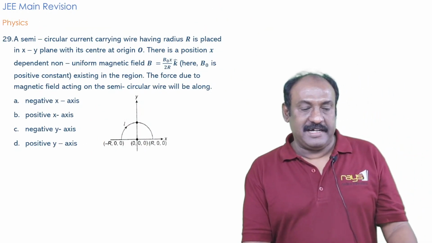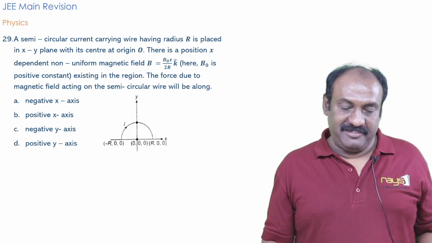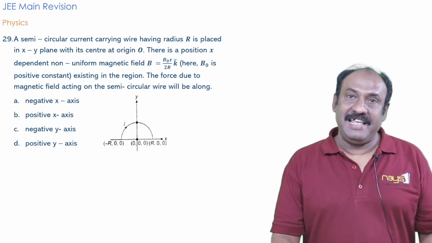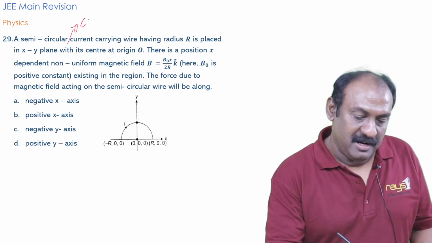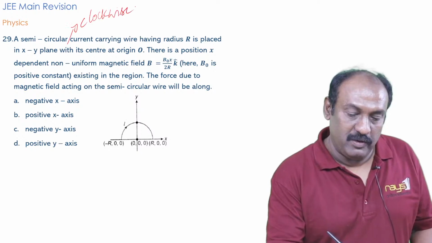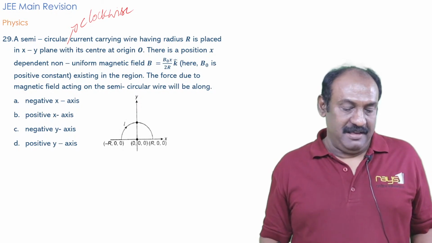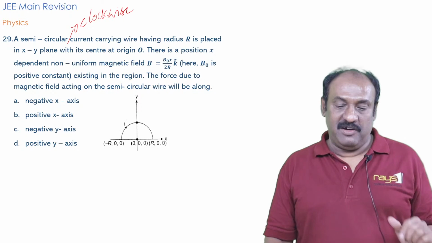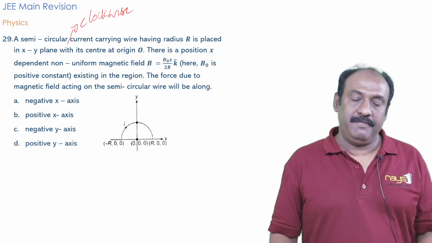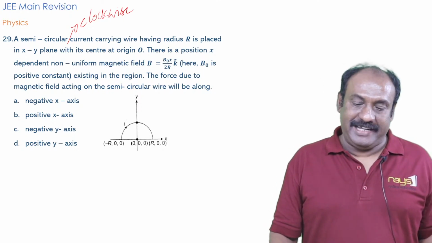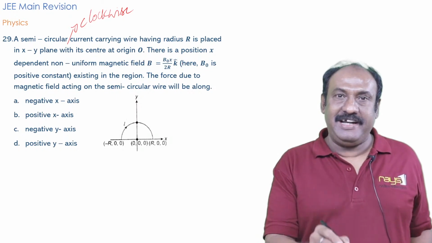A semicircular clockwise current carrying wire of radius R is placed in the xy plane with its center at origin O, and there is a position x dependent non-uniform magnetic field, B equal to B naught x by 2r k cap. So this is the magnetic field which varies in accordance with the position.